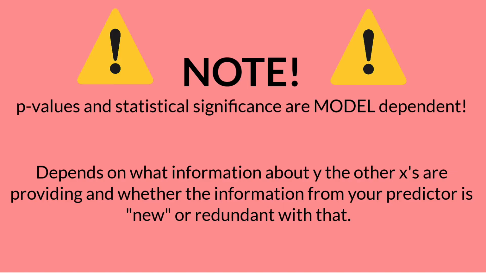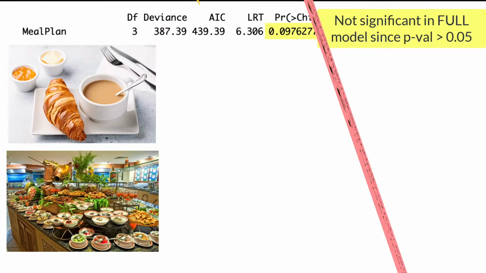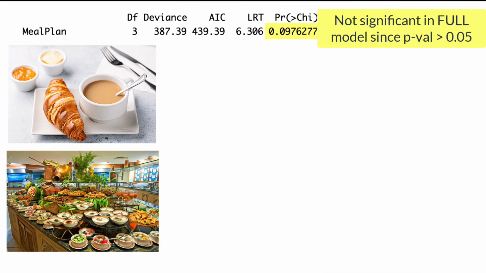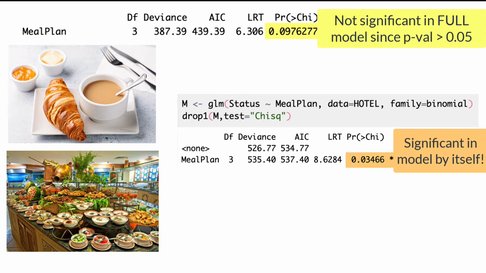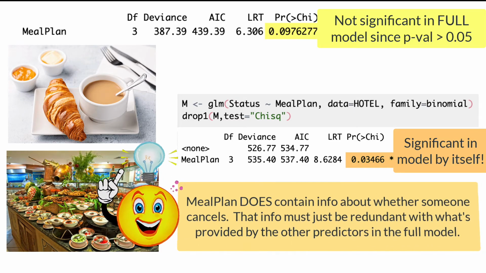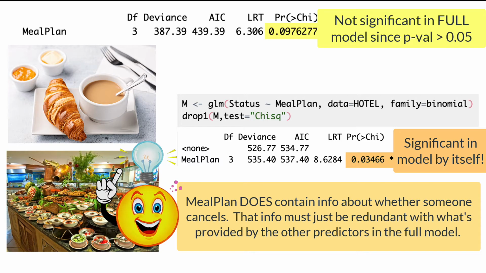So to see this in action, consider predicting the probability of canceling based on just meal plan. Fitting the simple logistic regression and running it through drop one, we find the p-value to be less than 0.05. So by itself, meal plan is a statistically significant predictor of the cancellation probability. It does contain information as to whether someone is or isn't going to cancel, but we did see it was not significant in the full model.